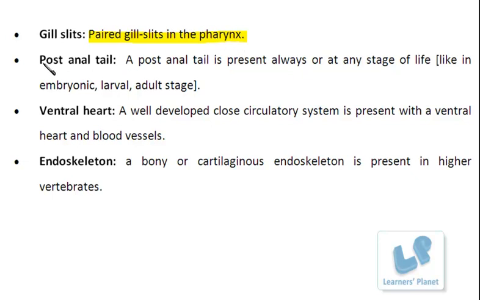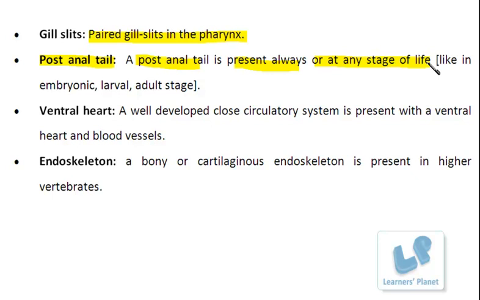Similarly, the presence of the post-anal tail. Post-anal tail means that beyond the anus, towards the posterior side of the anus, the tail is essentially present. And again, the same point: this post-anal tail may be present always, or it must be present at some stage of life. That stage may be the embryonic stage, the larval stage, or the adult stage, or every time, for the whole time the living organism is alive.